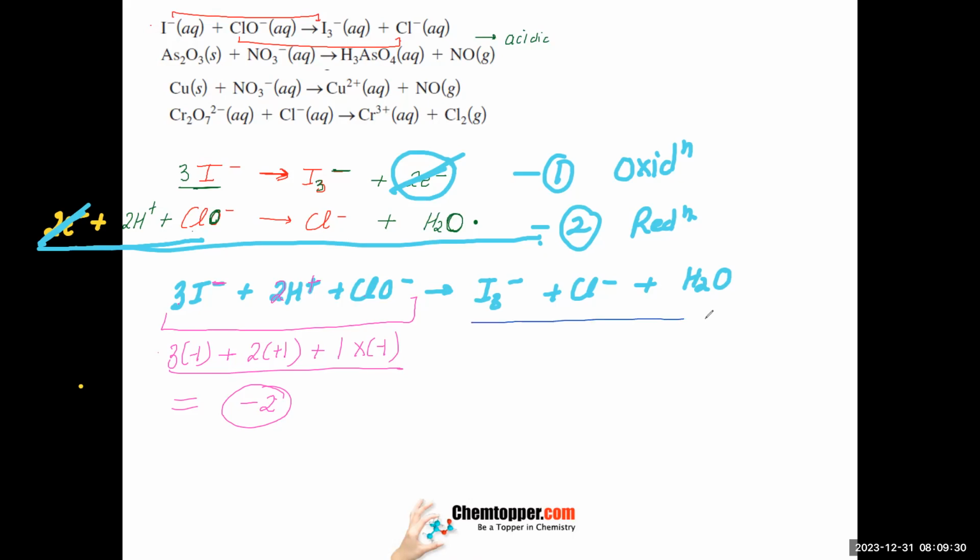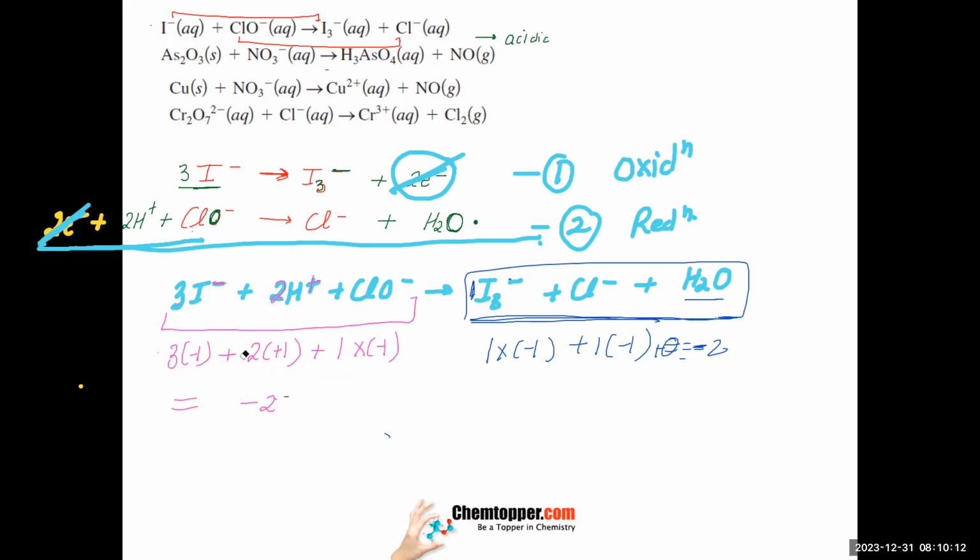Do the same thing here. This time, any one of you can help me. Yeah, please help me. So this is 1 time minus 1 plus 1 time minus 1. So minus, yeah, plus 0. Yes, very good. Plus 0, water is 0. So minus 2. So charges are same. Equation is balanced, right? So we have not done any error.